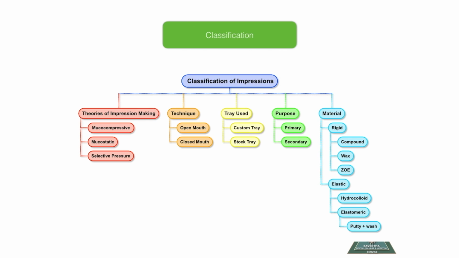Impressions may be classified based on the theories as mucocompressive, mucostatic, and selective pressure impression, based on technique as open mouth and closed mouth impression, based on the tray used as custom tray and stock tray impression, based on the purpose as primary and secondary impression, and based on the material as rigid and elastic impressions.